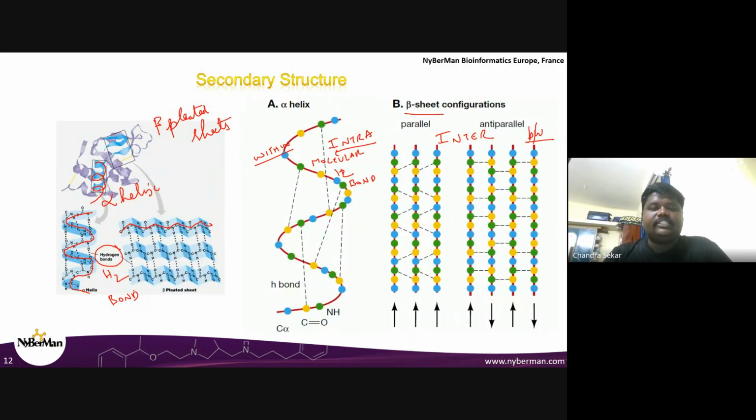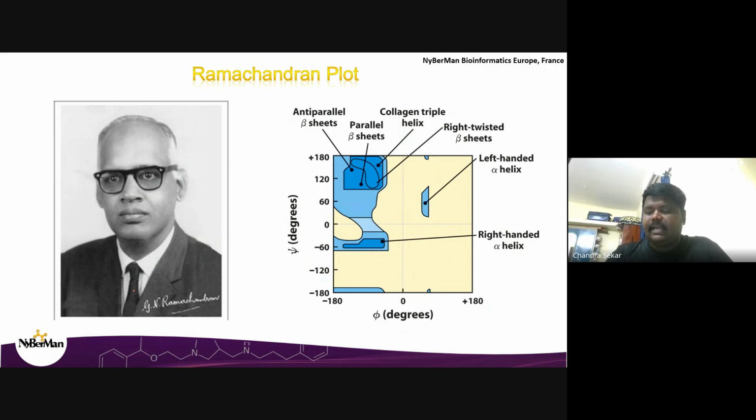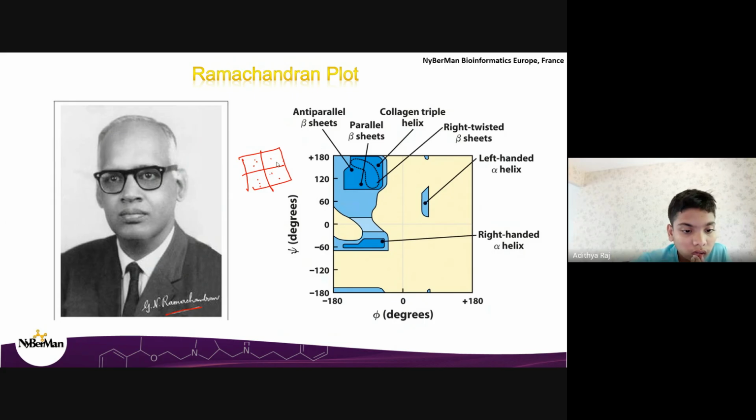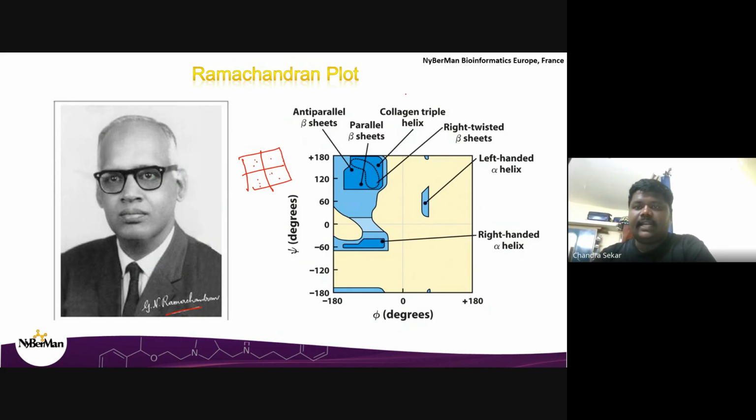Okay, now let me introduce this gentleman. He's a Malayali from Kerala, and he's a pioneer in our whole world. He is Dr. G.N. Ramachandran. The scientist made a chart, a quadrant, and tried to understand where the protein will lie. We are scientists trying to understand the protein by building a model, correct?